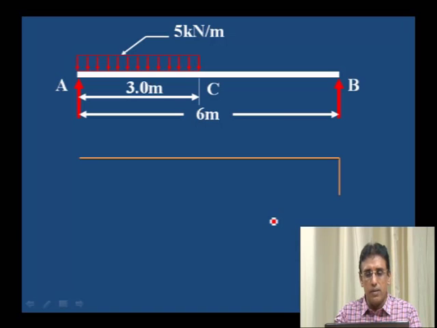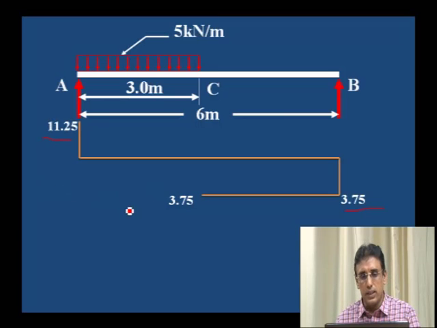Let us draw the shear force diagram. See here, RB value we have drawn 3.75. On the left side, the RA value 11.25 is positive, and the right side is negative, and it is constant up to C. Then it should be an inclined line, because where the uniformly distributed load is acting, that portion should be an inclined line.